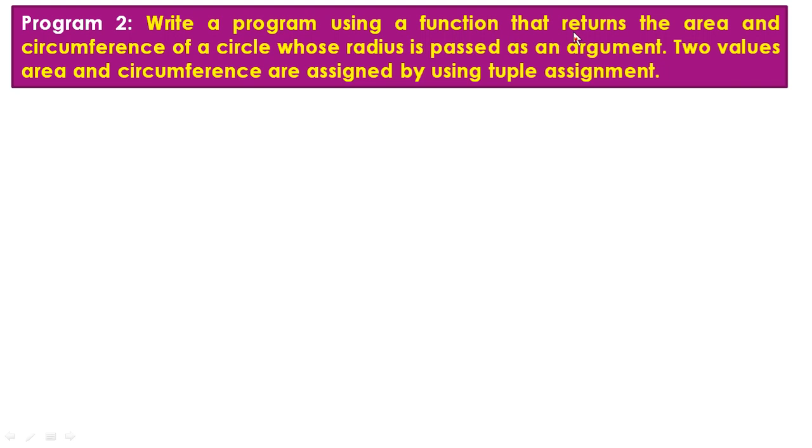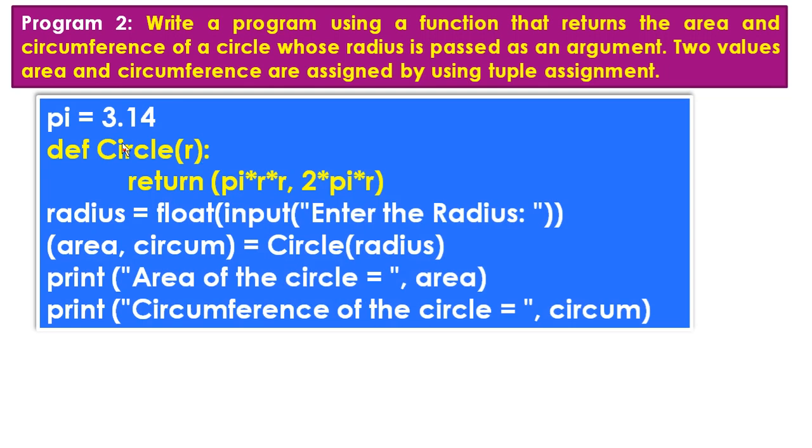Write a program using a function that returns the area and circumference of a circle whose radius is passed as an argument. The two values, area and circumference, are assigned by tuple assignment. This is the example. The pi value is 3.14. Here we are using the function name circle. It has only one argument, r. It returns two values, pi r square, that is the area, and 2 pi r, that is the circumference of the circle. So the two values, area and circumference, are returned by the circle function.